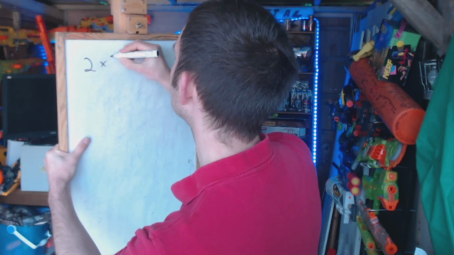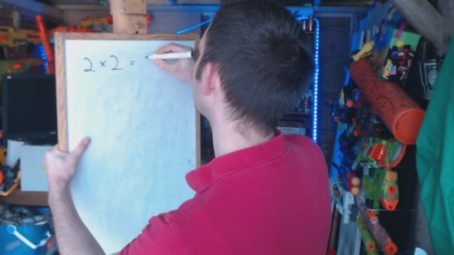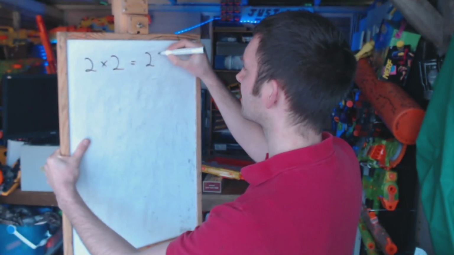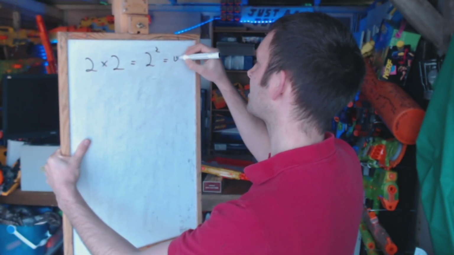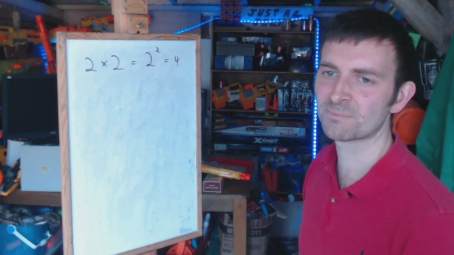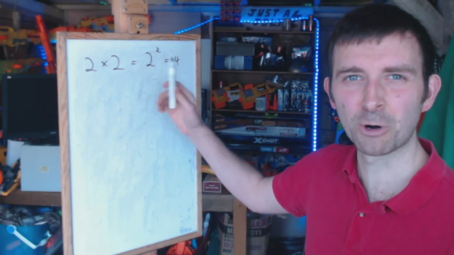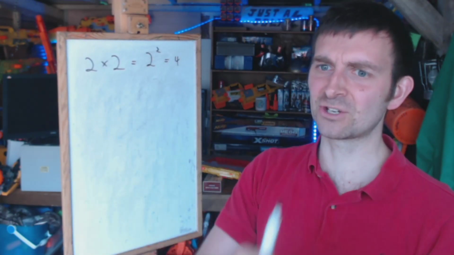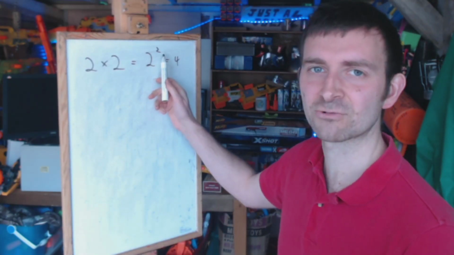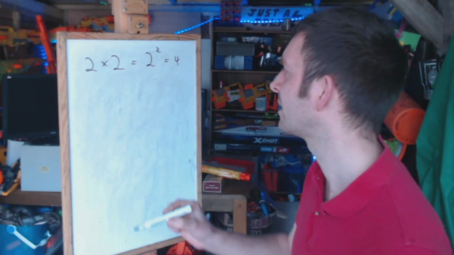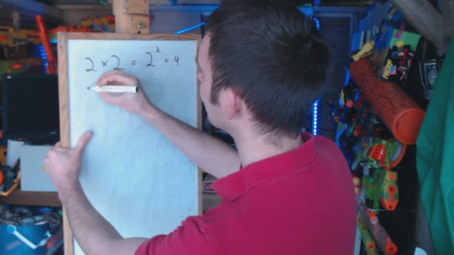2 times 2 is equal to 2 to the power of 2, which is 2 squared, which is equal to 4. So whenever you times a number by itself, then you can reference that, make it shorter, make it more pleasant to read, because mathematicians love to do that, by using an index right here. So this is known as an indices, all right?